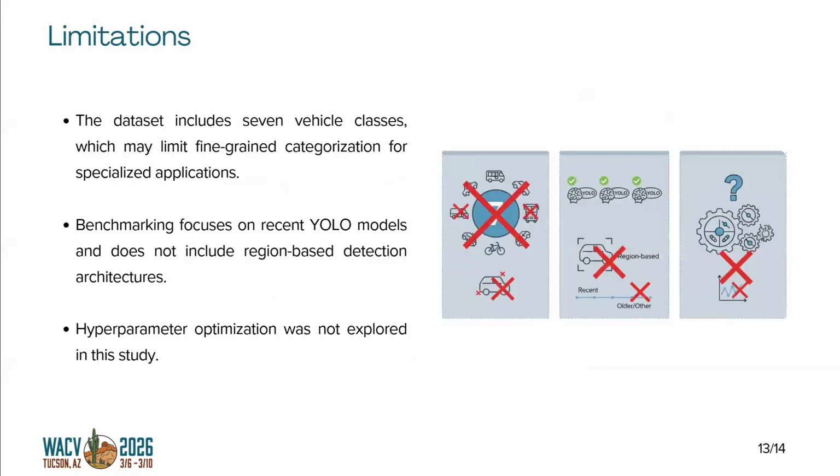Now we acknowledge some limitations of this study. The dataset includes 7 vehicle classes, which may limit fine-grained categorization for specialized applications. In addition, benchmarking focuses on recent YOLO models and does not include region-based detection architectures. Hyperparameter optimization was also not explored, leaving opportunities for further performance improvements.